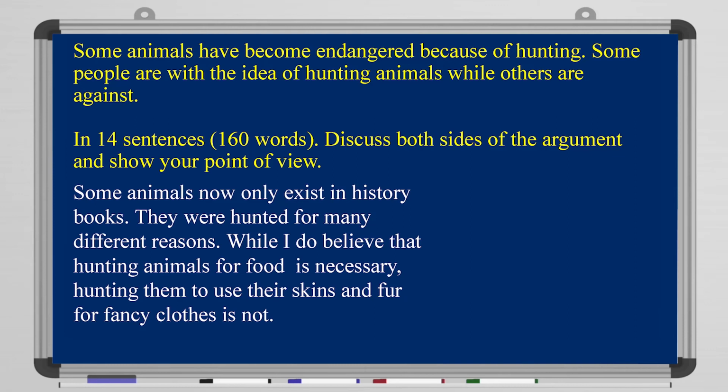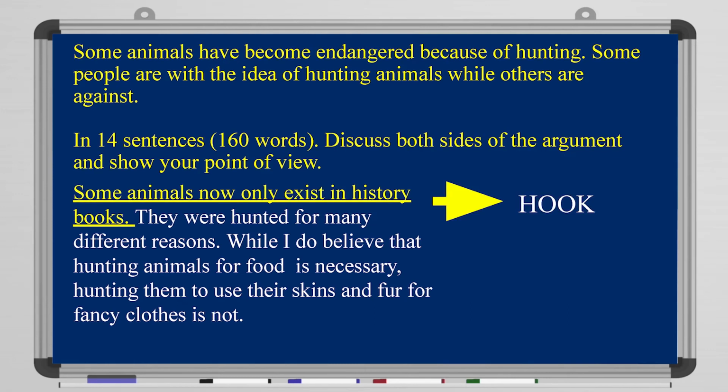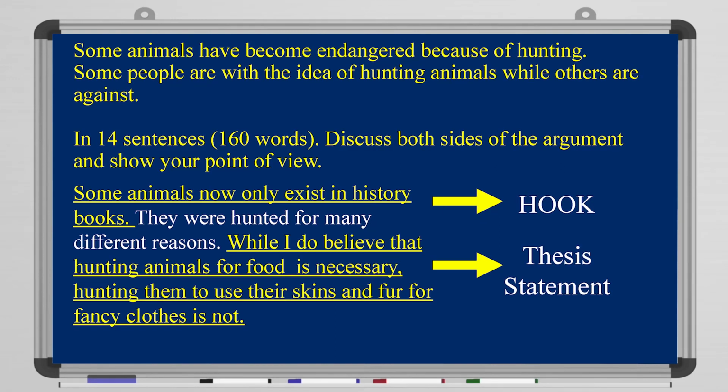What is the hook? Where is the hook? It is the sentence that grabs the reader. It is, of course, the first sentence. Some animals now only exist in history books. Okay? What about the thesis statement? Where is it? While I do believe that hunting animals for food is necessary, hunting them to use their skins and fur for fancy clothes is not. So here, you showed me your stance. You showed me your position. Okay? So this is the thesis statement.